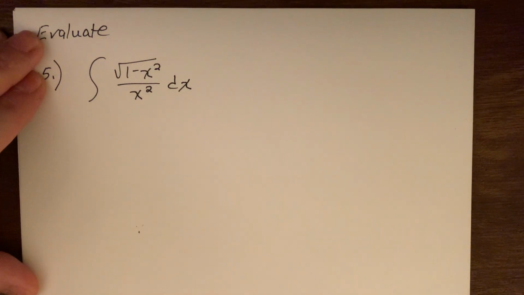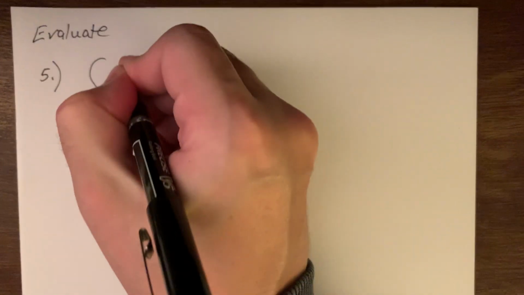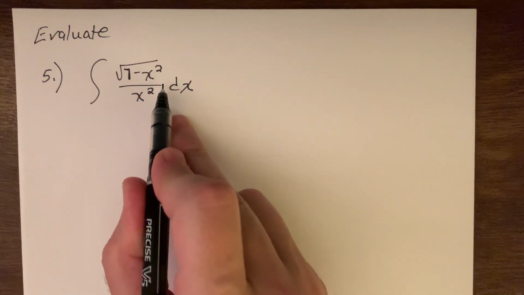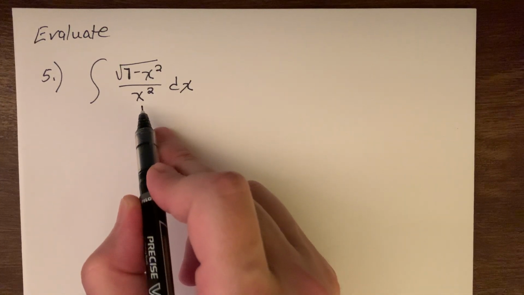Now looking at number 5. We still see that same radical expression, and actually, let's even make that a 7. We've got radical 7 minus x squared. Now it's in the numerator. I also have this x squared in the denominator.